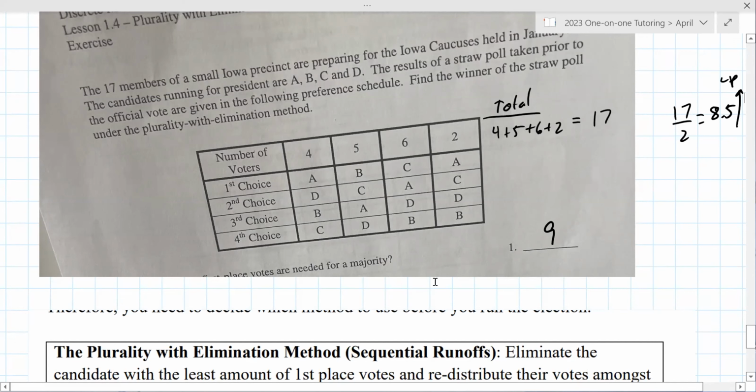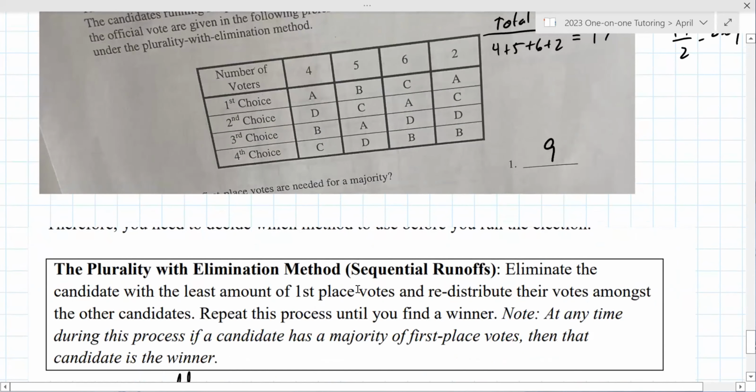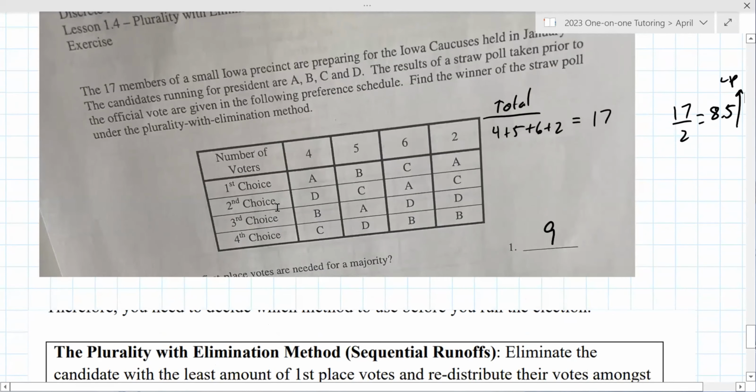So if we read this first part, it says eliminate the candidate with the least amount of first place votes and redistribute their votes among the other candidates. So again, if we just look at first place votes, A got 4 plus 2, B has 5, and C has 6. So who is the least among them? B. So if we split those votes between A and C, what does that give you?